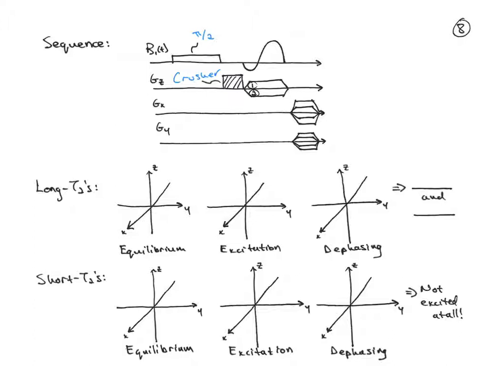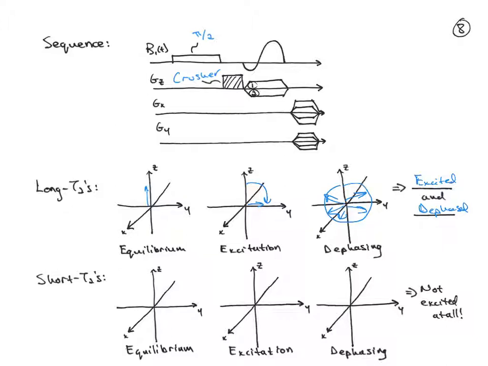So we'll illustrate here what's happening to a magnetization vector for a long T2 component and then for a short T2 component. So at equilibrium, the long T2 component will be pointing along Z. Then the RF pulse will excite it down to the transverse plane, where it will dephase due to the gradient crusher. That is, it will be excited and immediately dephased, such that it cannot recover and produce signal in the subsequent excitation and readout.